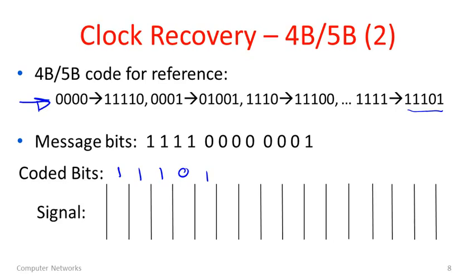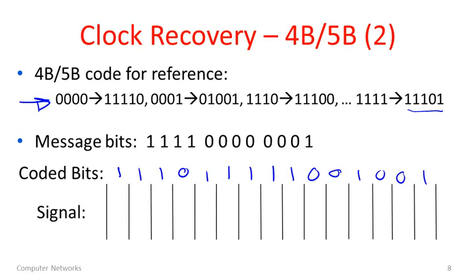Next, we have 4 zeros. That goes to 1, 1, 1, 1, 0, 1, 1, 1, 1, 0. And finally, we have 0, 0, 0, 1, which in our table goes to 0, 1, 0, 0, 1. So those are the bits we actually want to send using an NRZI signal.